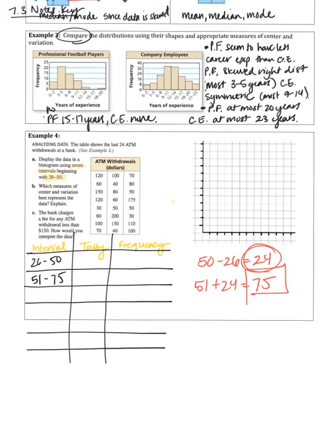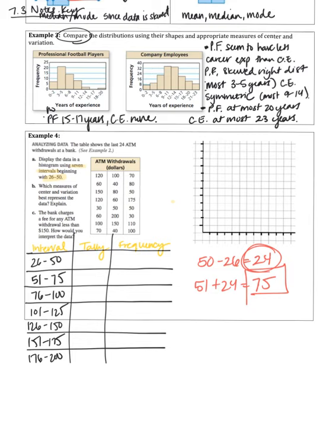And then we can kind of see a pattern. We're going to get 76 to 100, 101 to 125, 126 to 150, 151 to 175, and 176 to 200.